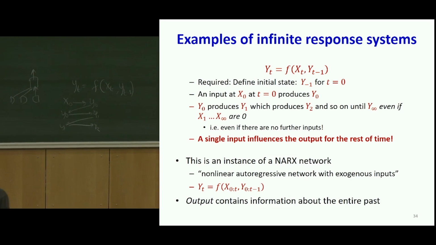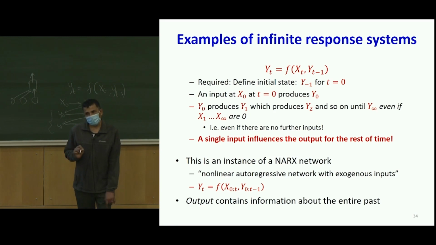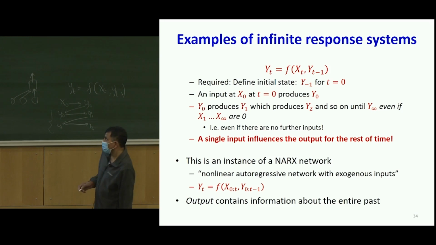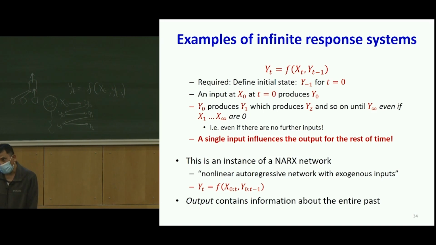Pardon me? X? So I'm saying there is no further input over here. So maybe someone at the back, James, can you tell me what is missing? I'd need to specify y minus 1, right? What was the output at the zeroth time? So there's an initial state of some kind that we would have to specify to make this complete.